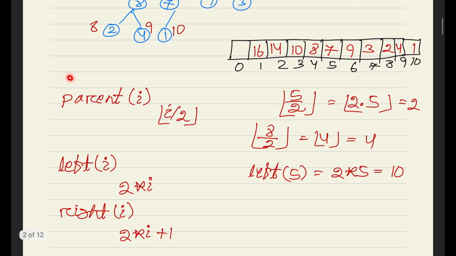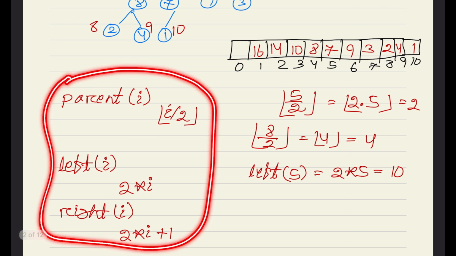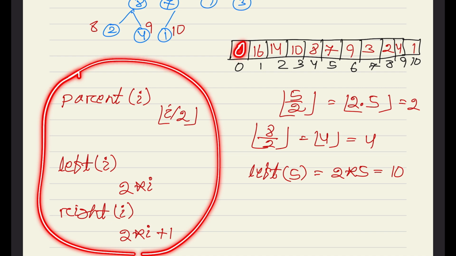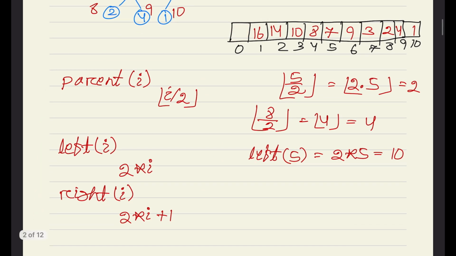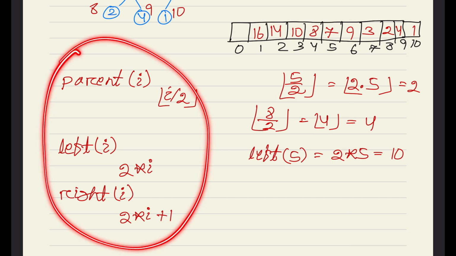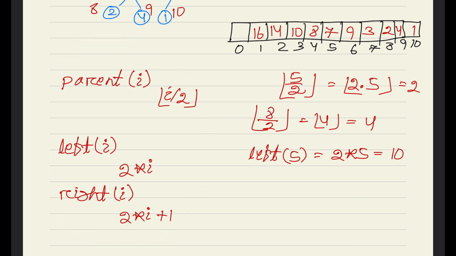Otherwise, if we put some element here, we have to change this formula, so there will be a different formula. But most of the authors have used this formula only, by keeping index 0 vacant. You can store some node here, and accordingly the formula is going to change. But most of the authors have used this formula and make this one empty.